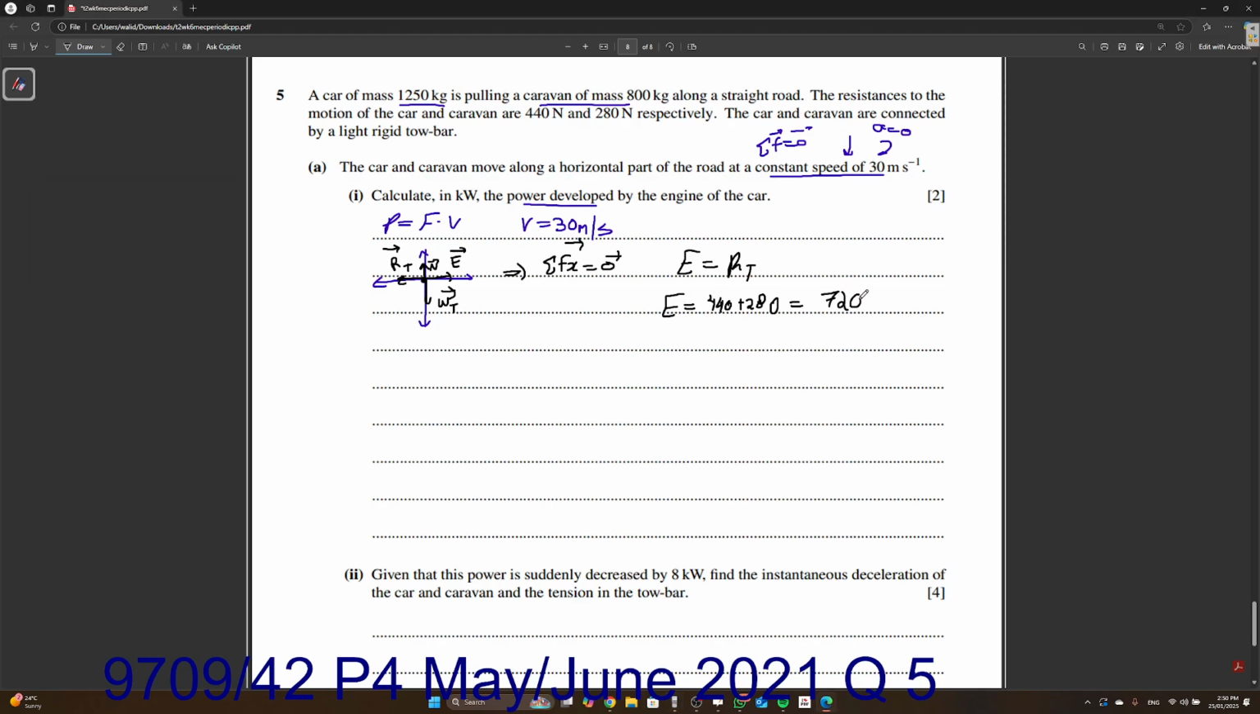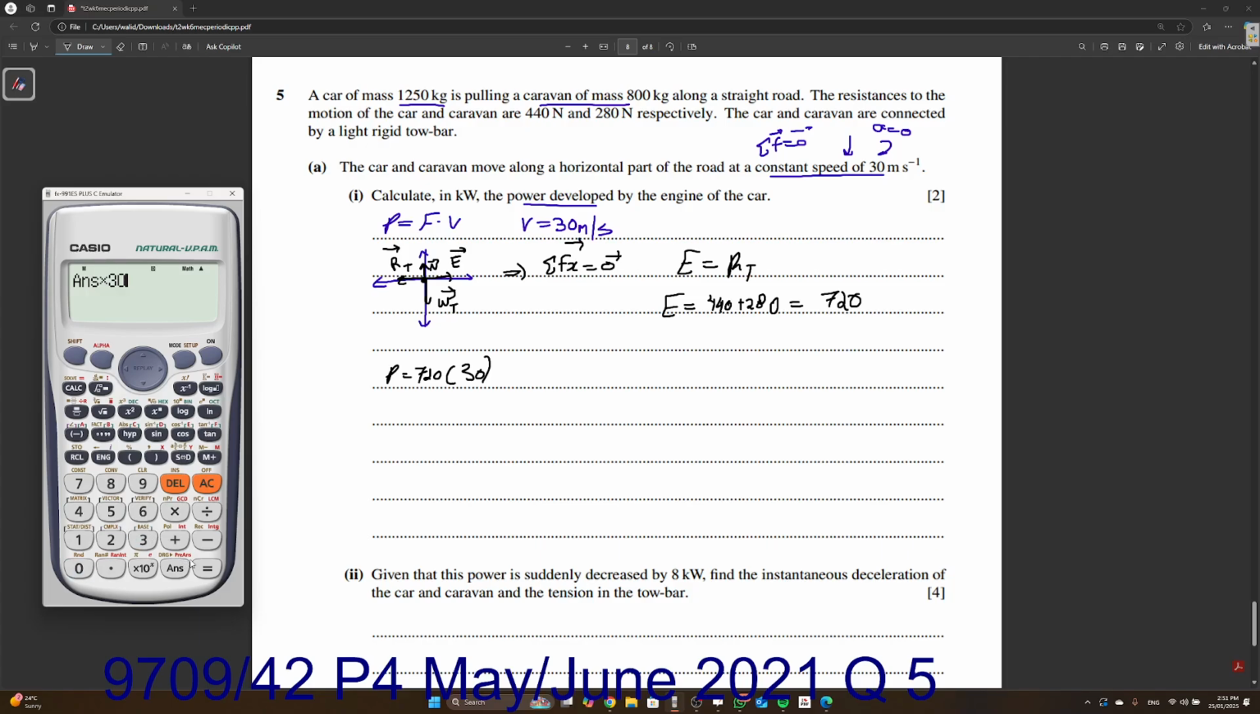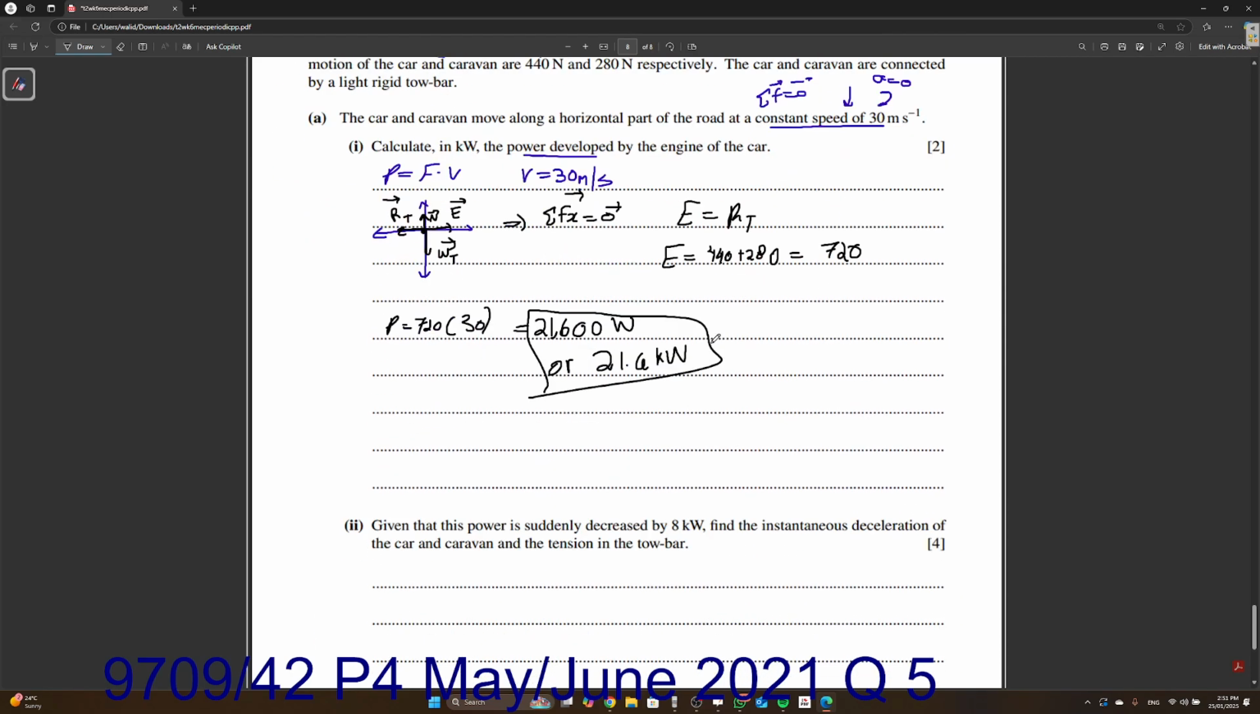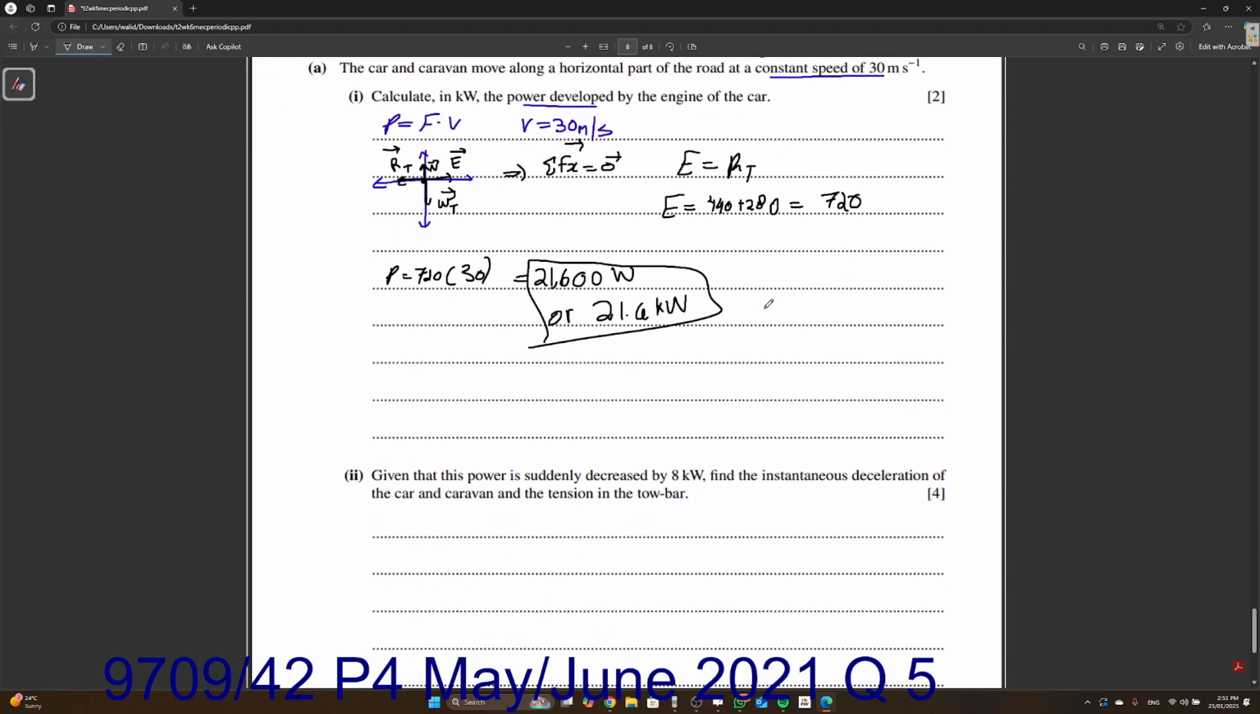which is 720. Now you can apply P equals FV, so P is equal to 720 times the velocity, which is 30. Let's solve it. 720 times 30 is 21,600 watts, or 21.6 kilowatts. Okay, part A, very easy.